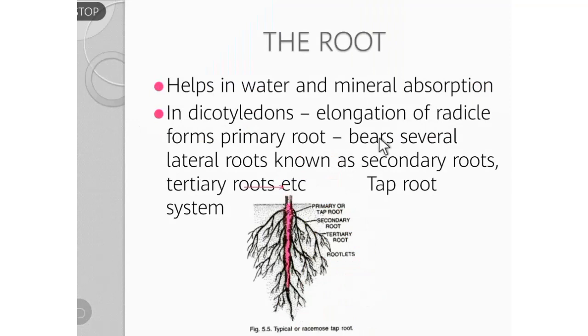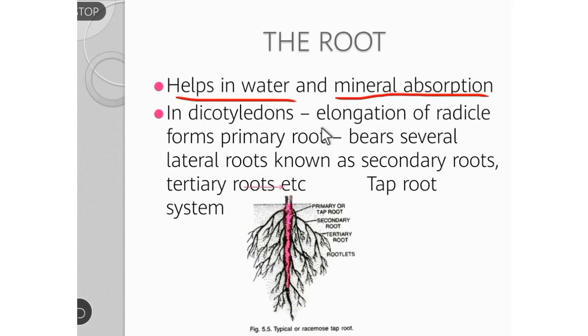Now let us see the morphology of flowering plants. I hope you know what morphology is. Morphology means nothing but the external appearance or structural features of a plant. That is the basic meaning of morphology. So here we'll be dealing with the morphology of the root first. So what is a root? A root is a structure of a plant which helps in water and mineral absorption.